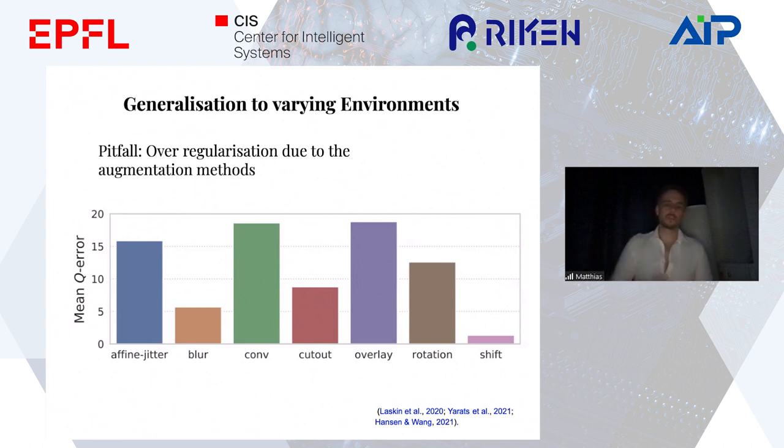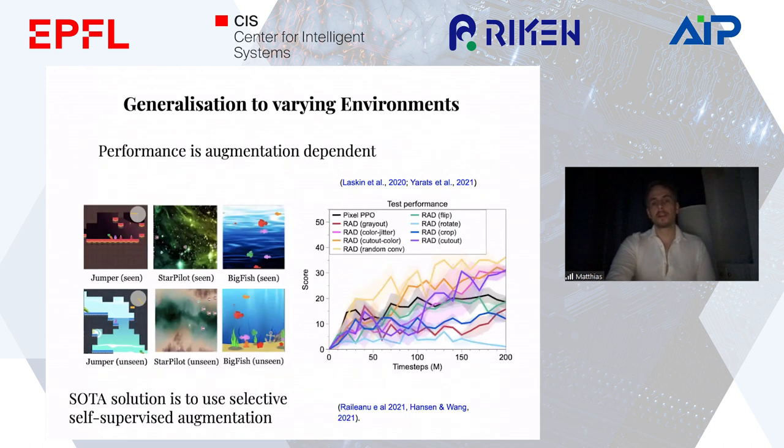So here's a plot taken from the Hansen and Wang paper, which gives you the mean Q error for different augmentation methods. And I think this is for the walker, so it will even vary for the environment. And here you see the same thing, just a different graphic.